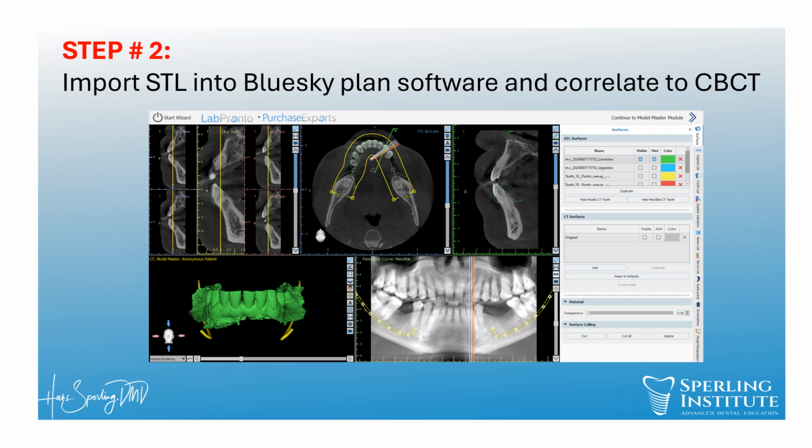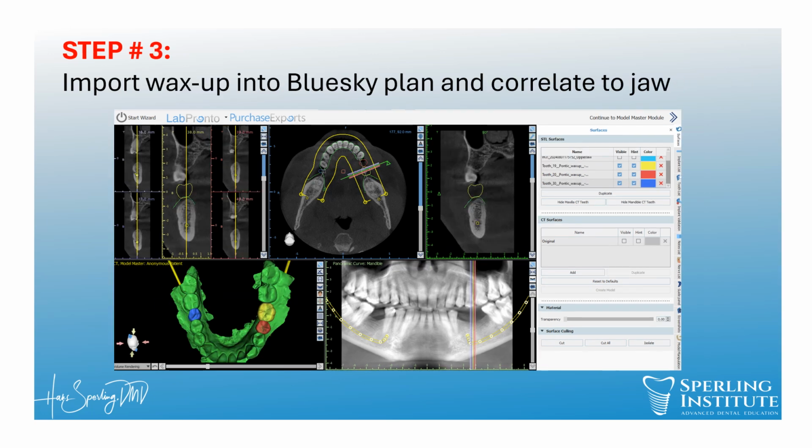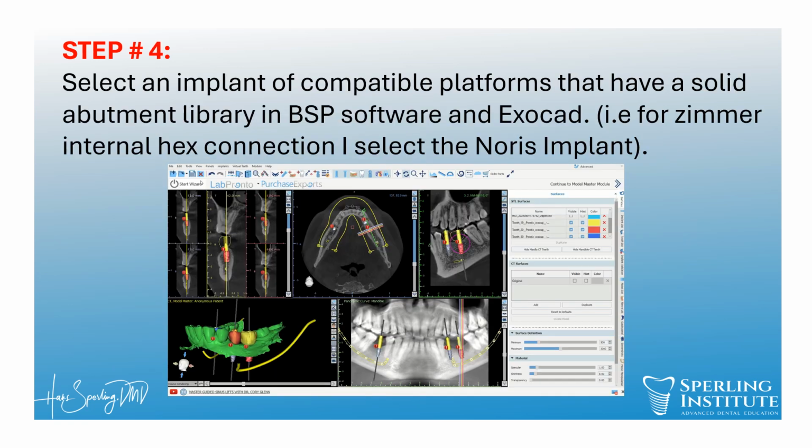Then we're going to import our model into the CBCT and correlate our STL models of the patient's mouth with the CBCT. We're going to determine the anatomical landmarks and map our mandibular nerves. Then we're going to import the wax up into the Blue Sky plan and correlate that to our jaw. So we have imported our wax ups, and we have made them visible on our screen.